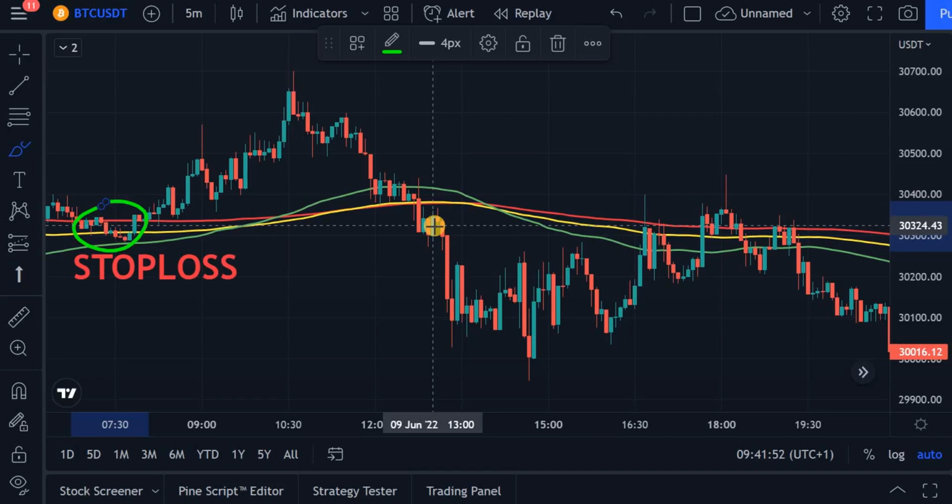You should know that no strategy is 100% guaranteed. There is always going to be fake outs when using any strategy. That's why it is important for you to use a stop loss in every trade.